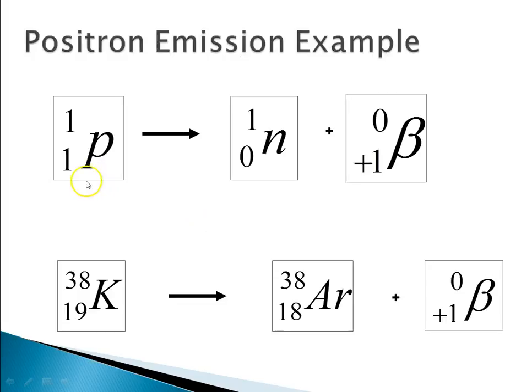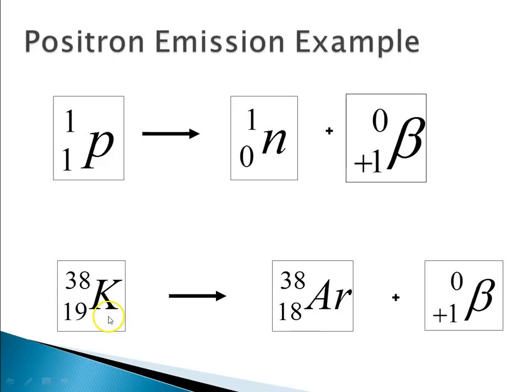Then we have an example of a positron emission. So now we're starting with a proton, again 1, 1, and we're getting a neutron and our positron emission. And so again, 1 plus 0 on the right of the arrow equals 1 on the left of the arrow, and 0 plus 1, mass of 1, so our superscripts also add up.